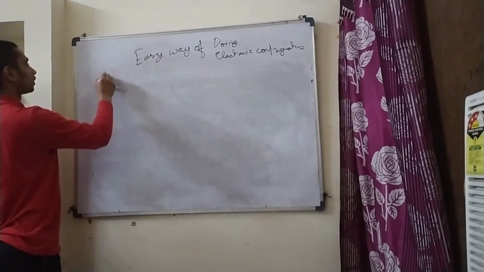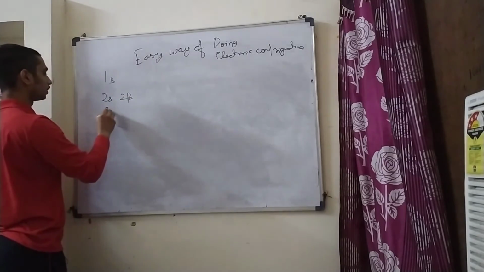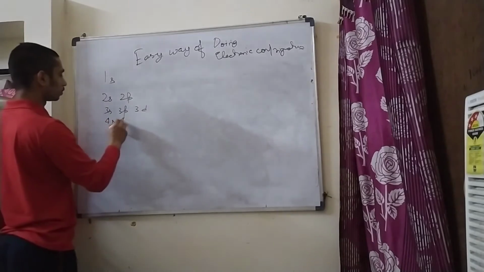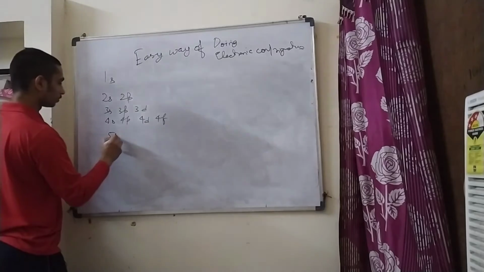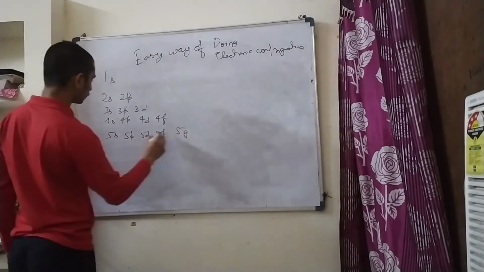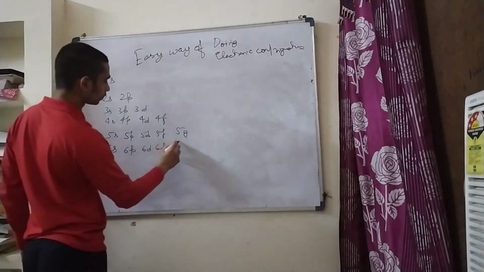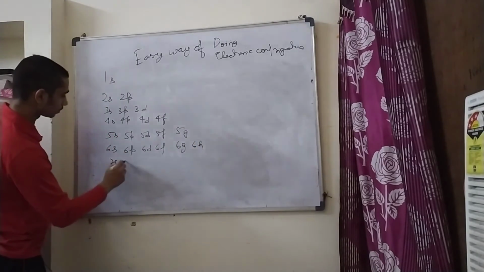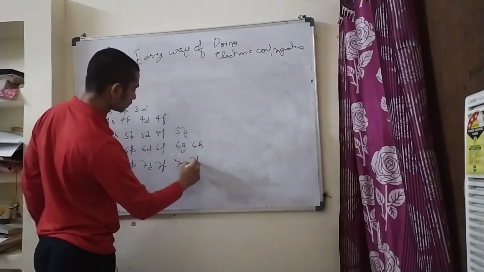Firstly we will write 1s here, then 2s, 2p, 3s, 3p, 3d, 4s, 4p, 4d, 4f, 5s, 5p, 5d, 5f, 5g, 6s, 6p, 6d, 6f, 6g, 6h, 7s, 7p, 7d, 7f, 7g, 7h.